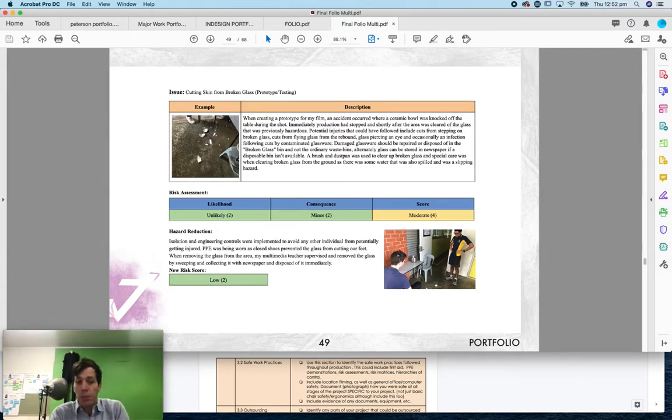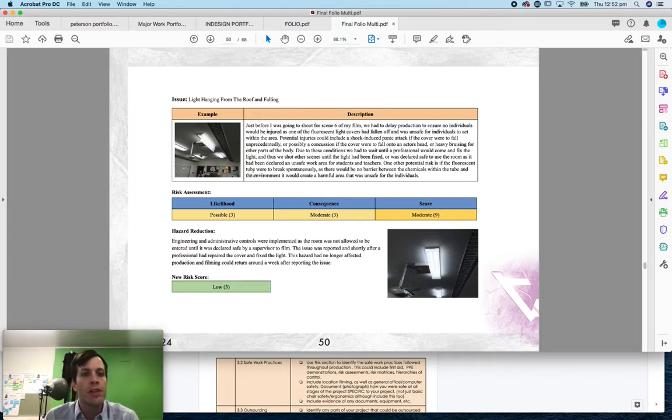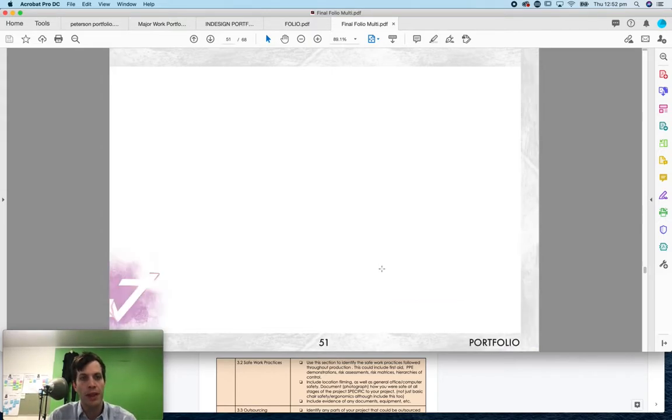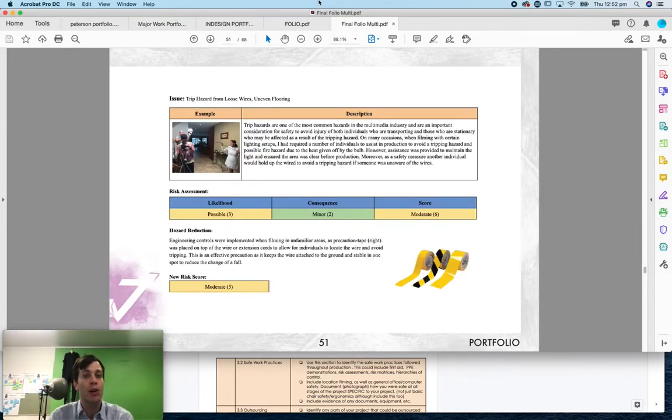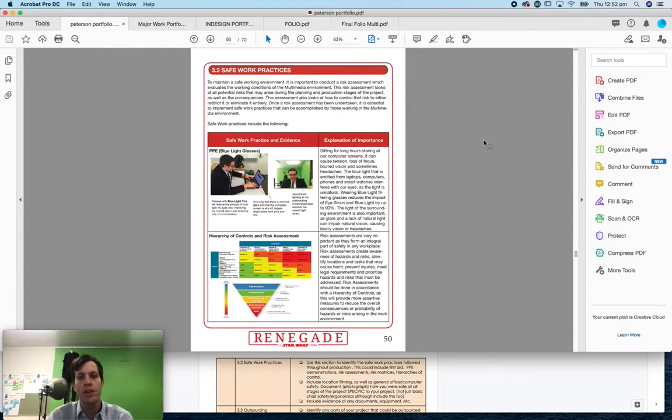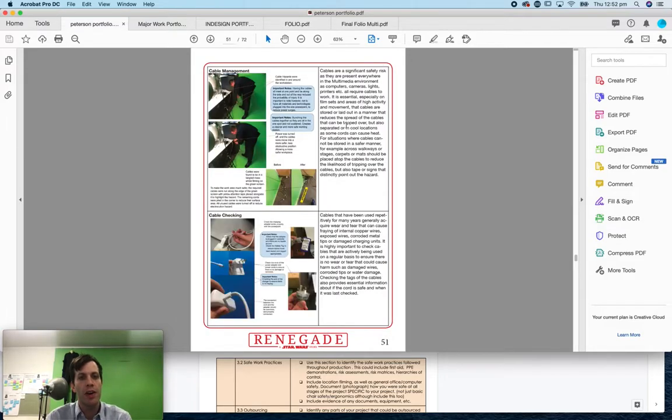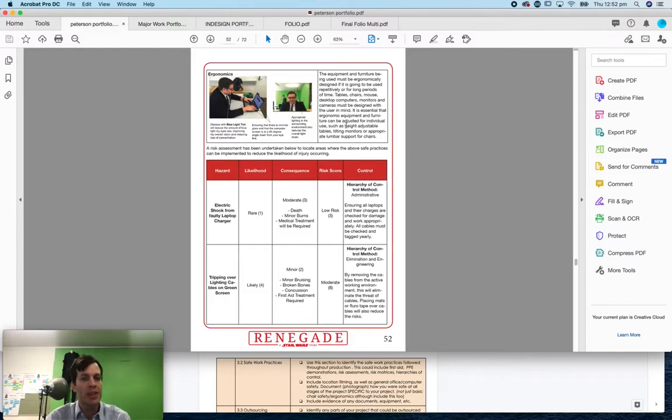So it's good to actually put that sort of stuff in. At one point in the term, the light started to fall off the roof. We had a moderate score, and we managed to use administrative controls for that. We've got trip hazards, so this one is really comprehensive. When we look at this student's work, we have safe work practices directly. He's talked about cable management, cable checking, blue lighting, ergonomics, and then he's carried out a risk assessment on its own, which is the way you would normally see a risk assessment.